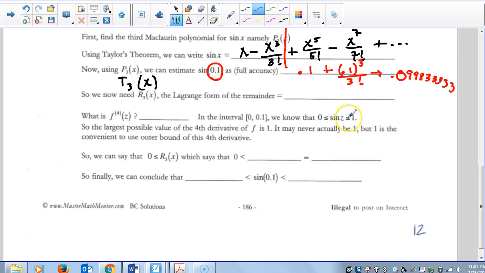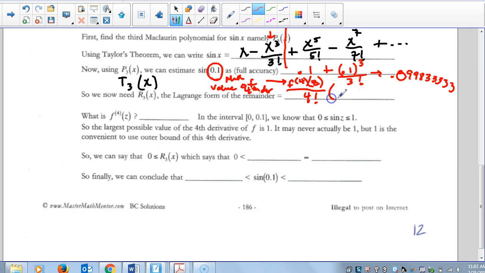so we can find the accuracy of doing that by finding the Lagrange form of the remainder. So we stopped at 3. I need to maximize 4. So I'm going to maximize. So this means the maximum value of the 4th derivative. I'm going to be dividing that by 4 factorial.